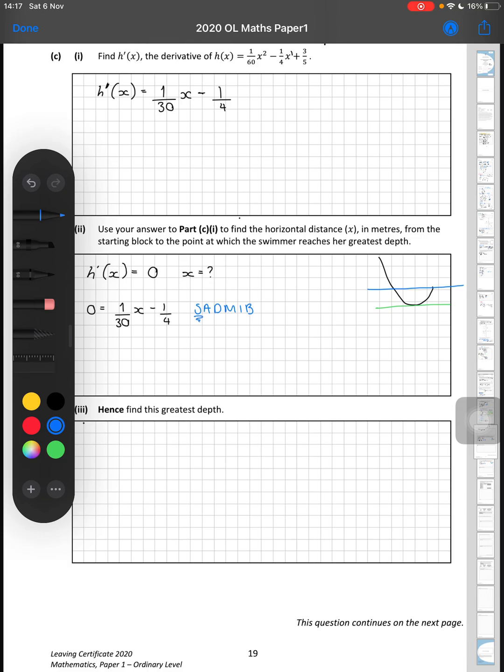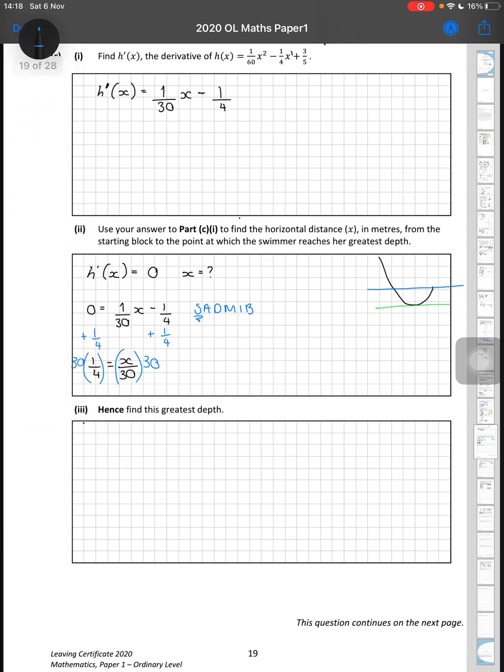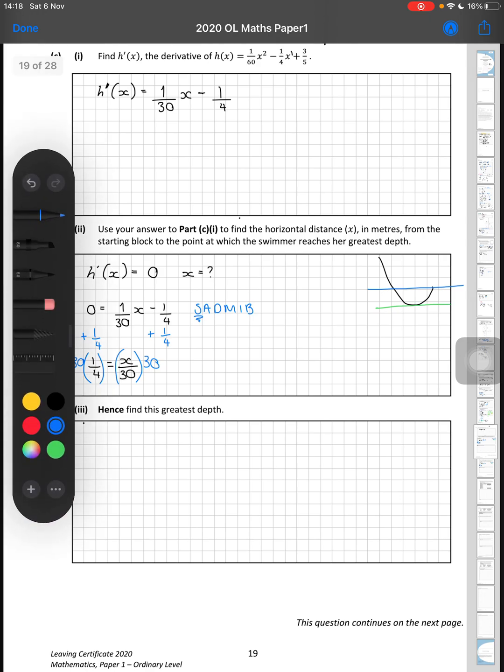Okay, so minus a quarter. We just want to figure out what x is in this situation. So we are following SADMIB to get x on a side by itself. What's in the way of getting x on a side by itself? Well, there's a subtraction in the way, that minus a quarter, and we want to get rid of that. So I'm going to add a quarter on, doing the opposite of the minusing. I am adding a quarter onto both sides. So I'm left with a quarter is equal to 1x over 30.